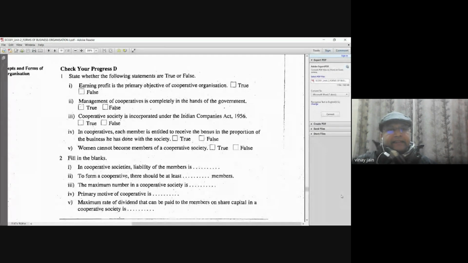Okay, guys, just check your progress. State whether the following statements are true or false. Earning profit is the primary objective of cooperative organization. So, what do you say? Is it true or false?